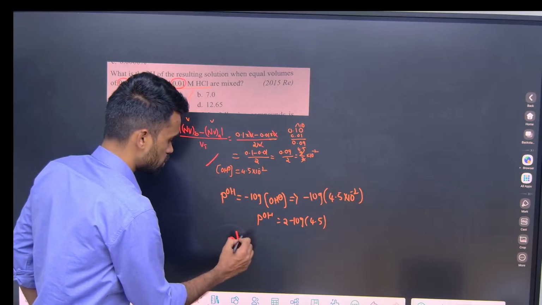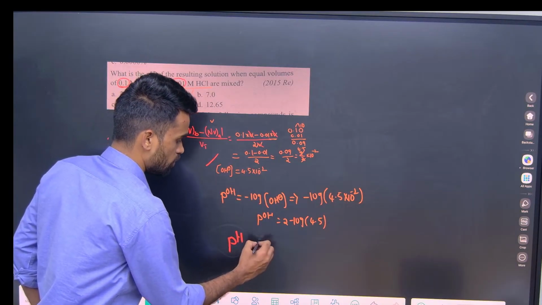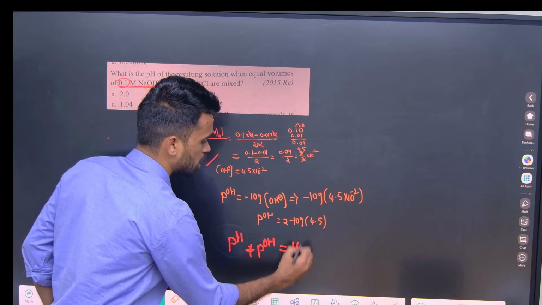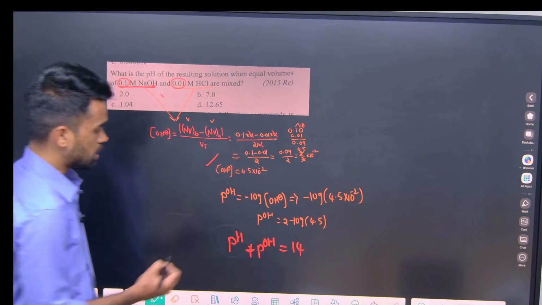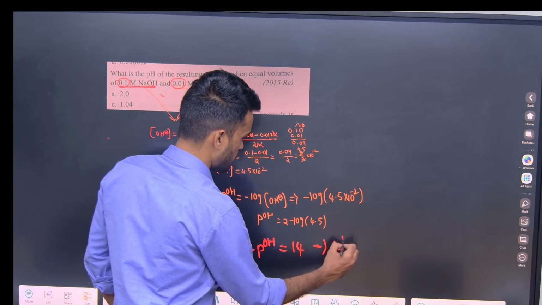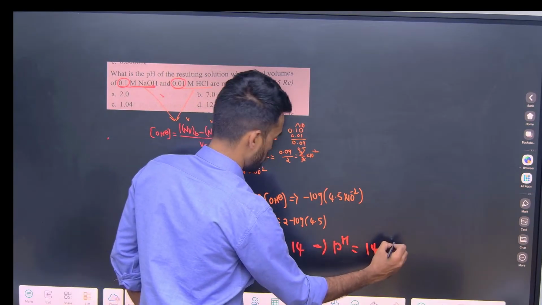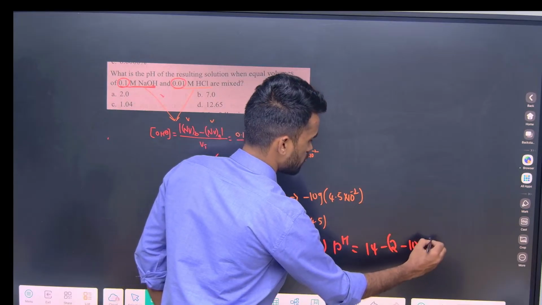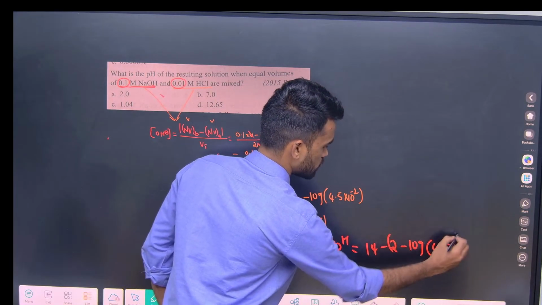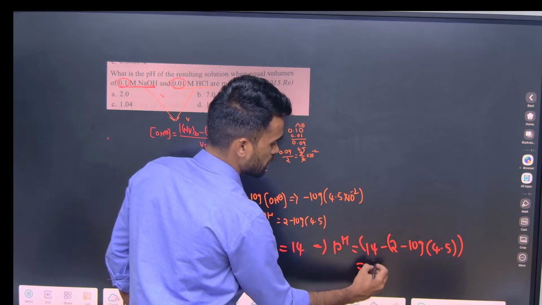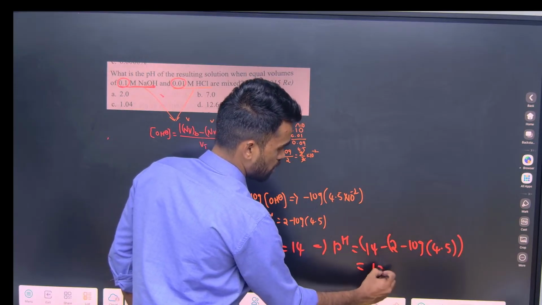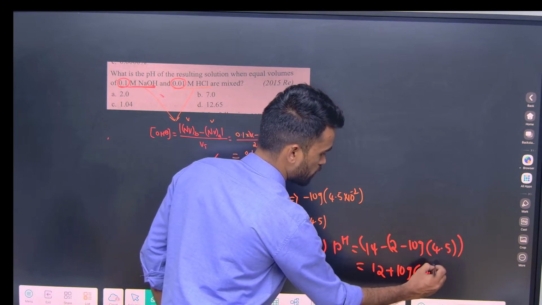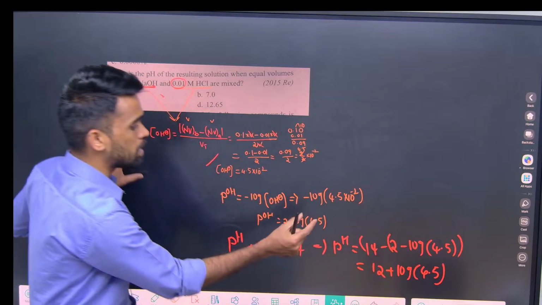pH plus pOH equals 14 at 25 degrees Celsius. Now I want pH, so pH will be 14 minus pOH. So 14 minus pOH is nothing but 14 minus (2 minus log 4.5). So this one is 12 plus log 4.5. Okay, now see, 12 plus something.